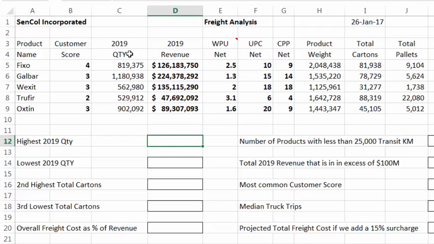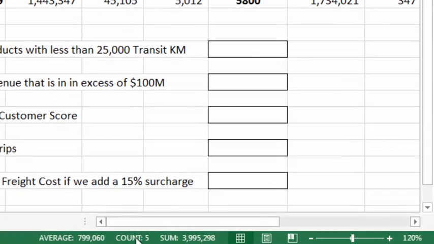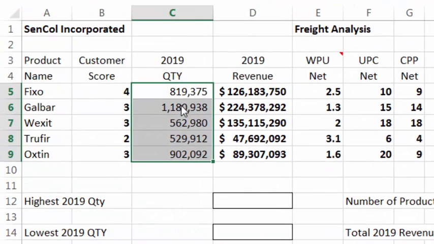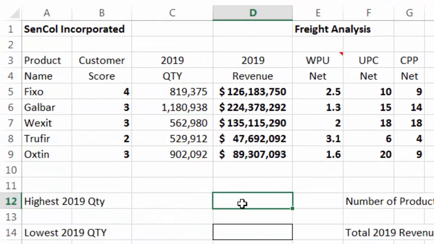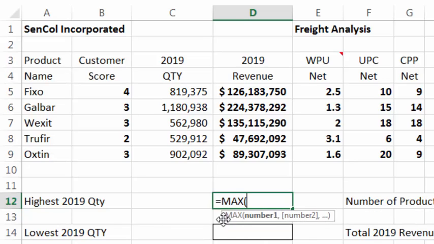First of all, in 2019 quantity, what's the highest? Well, I could look and tell you it's this number. I could highlight these, look on the bottom right corner, and right click and choose maximum. It will tell me max over here, but I actually want to use the number here. So the function for that is equal max, M-A-X, open the bracket, right? So all functions start off with an equal sign, some sort of a word, open a bracket, and you must close that at the end.